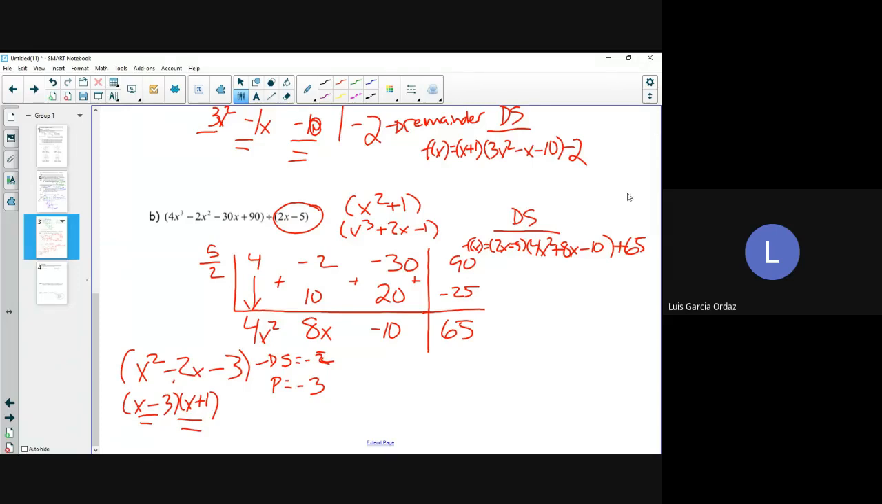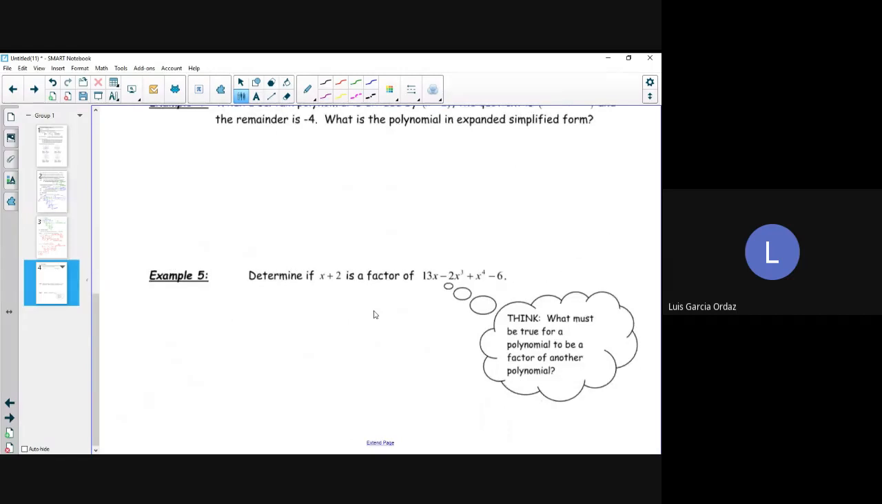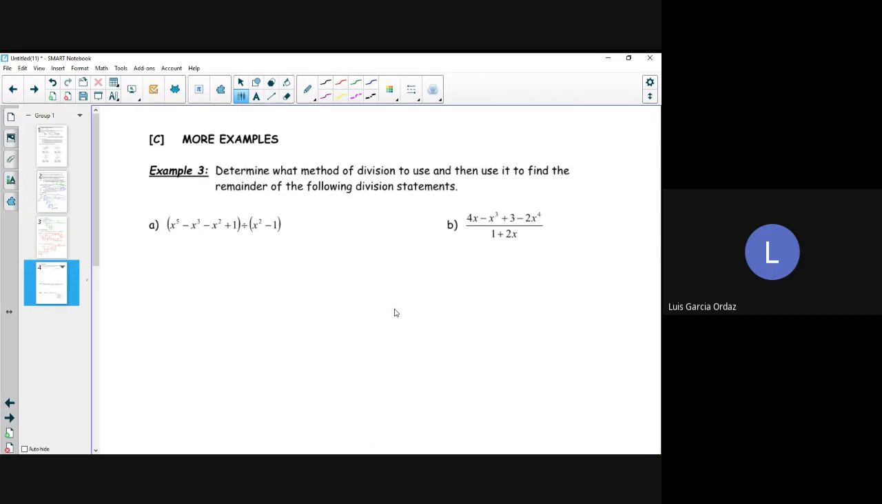There's one more page, the more examples page. Number 4 is pretty easy. Number 3, we'll go through A and B. I just want you guys to tell me which one is easier to use, or which one we should use. For 3A, the example x to the fifth minus x cubed minus x squared plus 1 divided by x squared minus 1, would we use synthetic or long division? Okay.